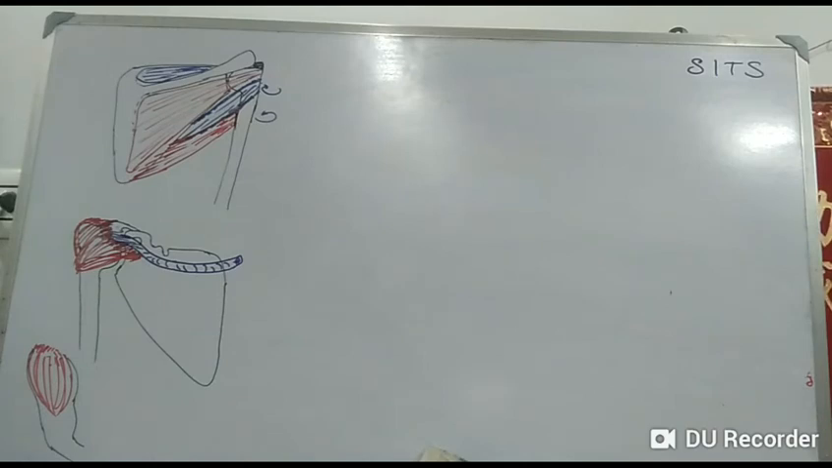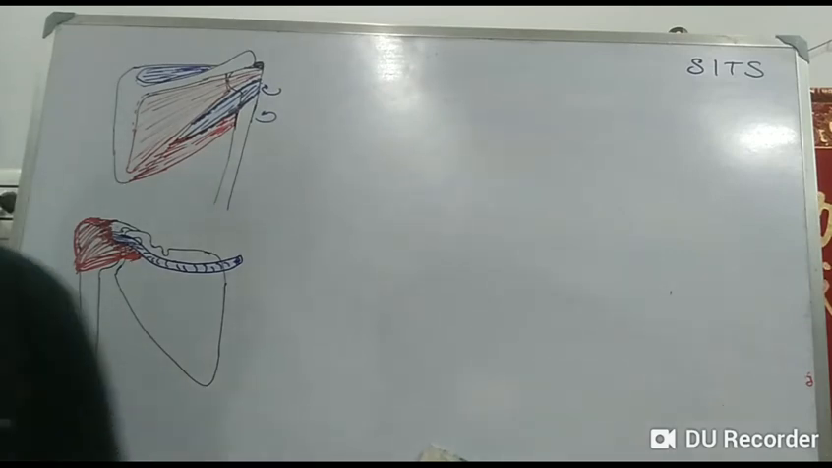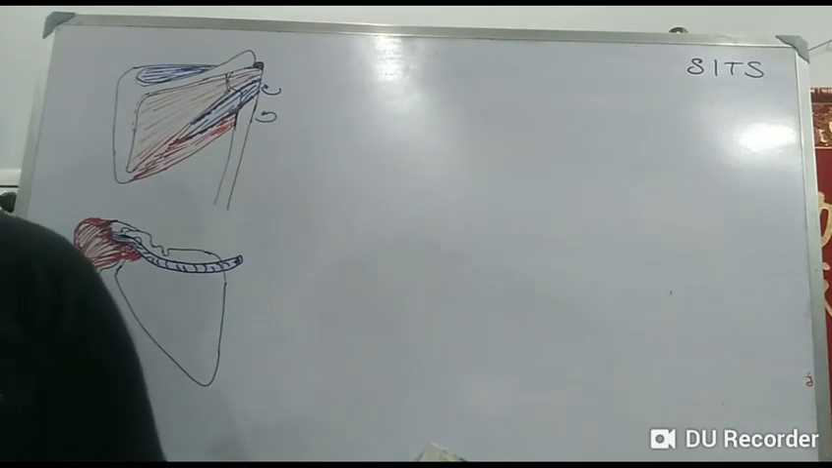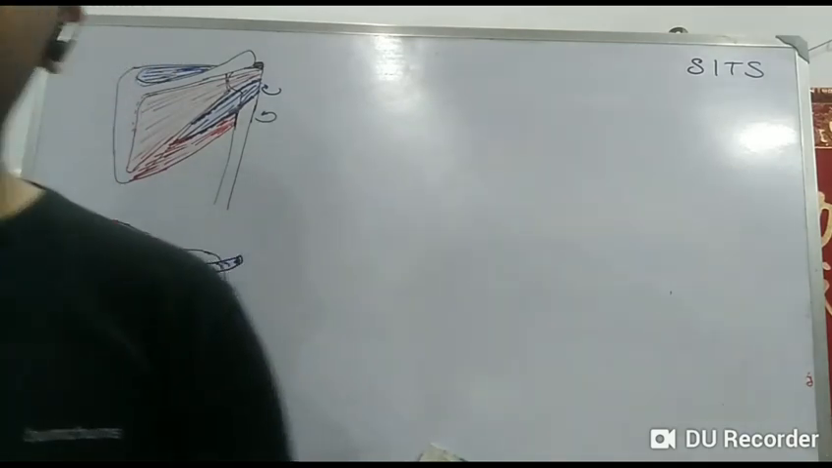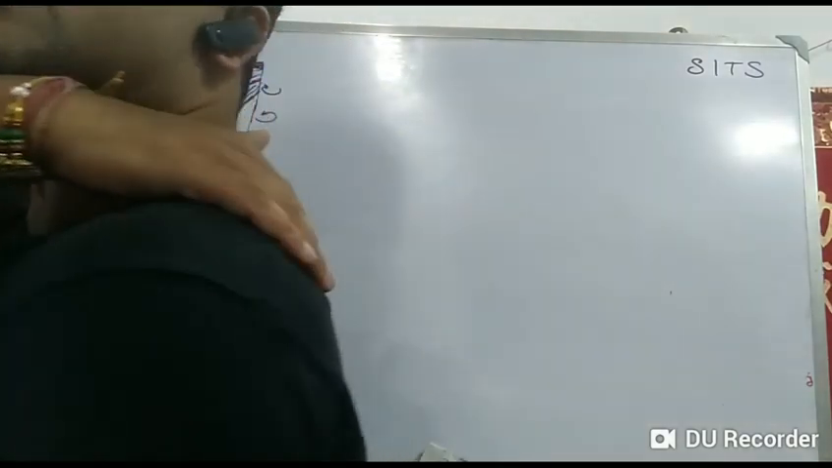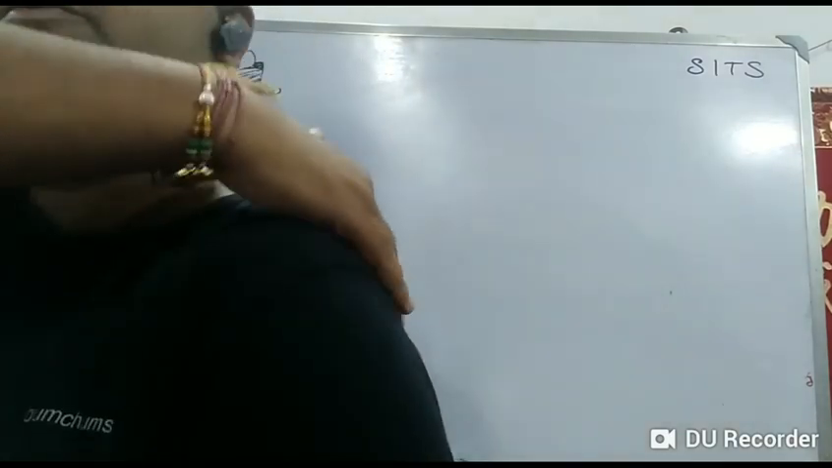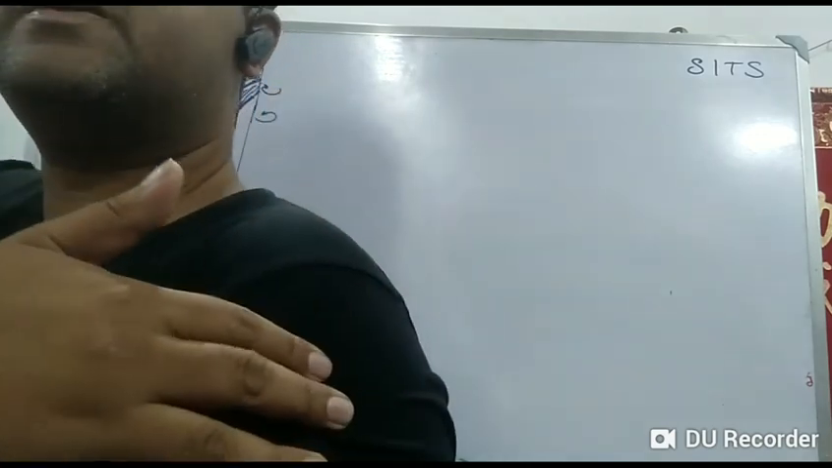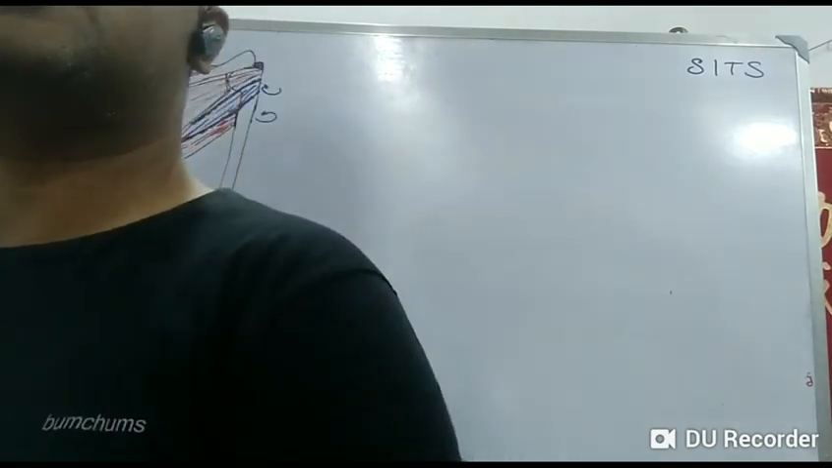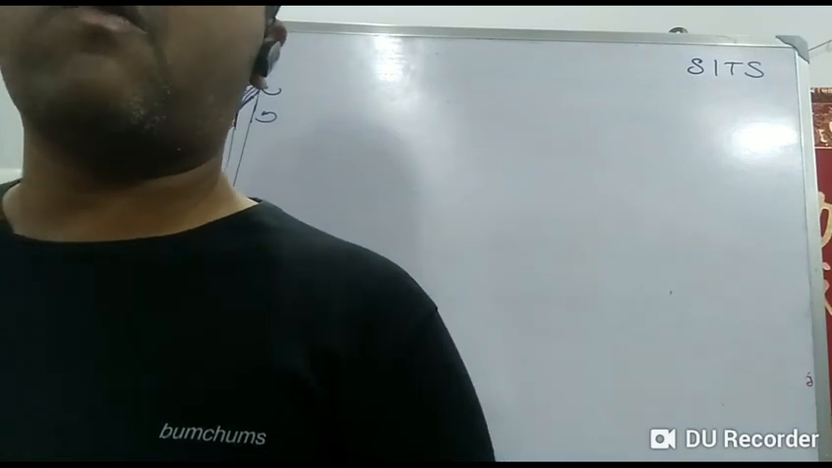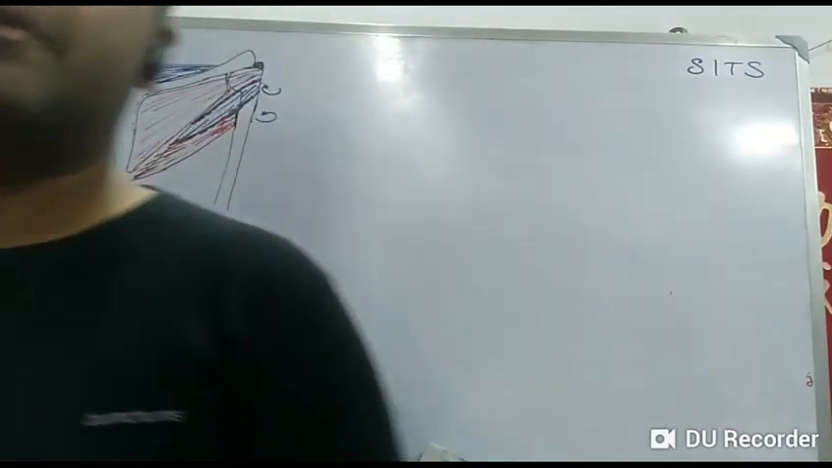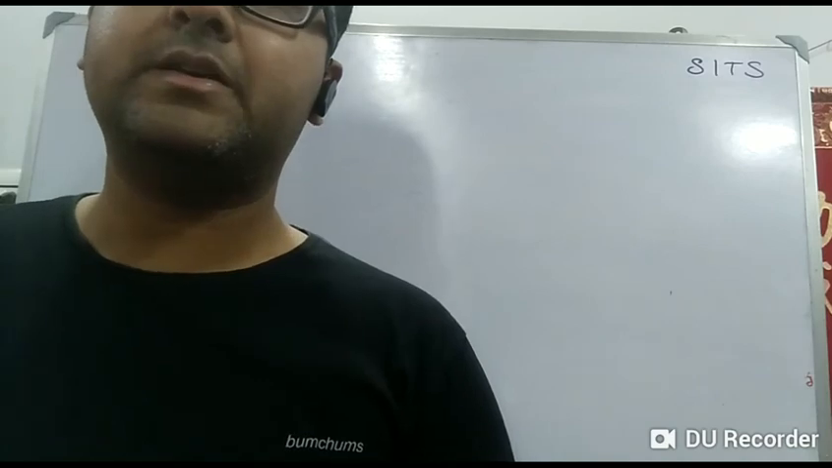What do you think they will do? Yes, they are going to cause lateral rotation. So got this idea clear? From the spine, if it is coming and attaching over here, and from here it is coming and attaching over here, so if that is getting pulled, how will your humerus rotate? Is it very difficult or is it simple?